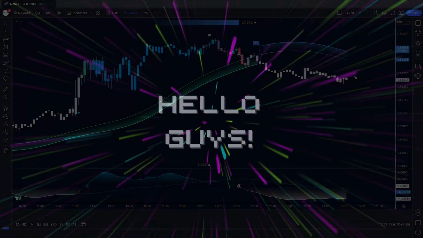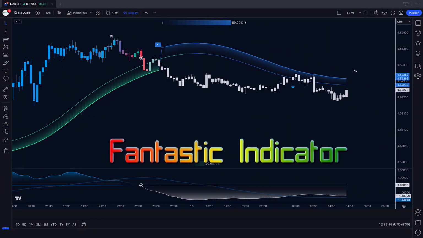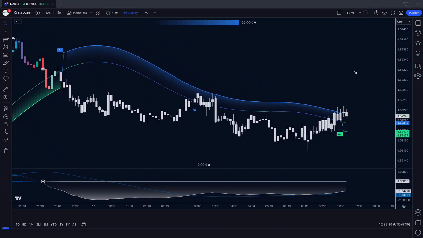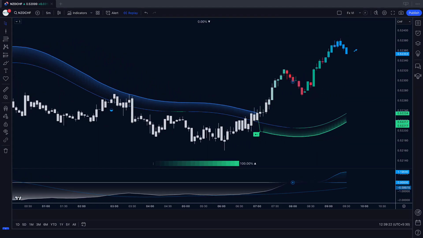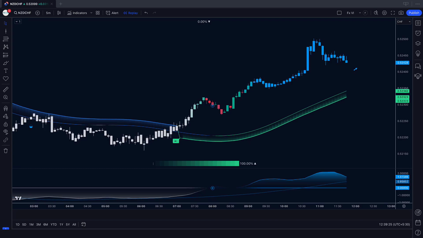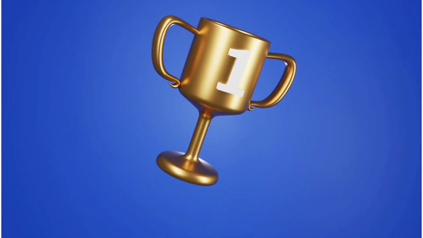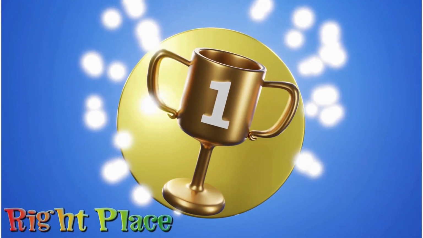Hello guys, today I have a fantastic indicator for you. This indicator gives us really good entry and exit levels. If you are looking to enhance your trading strategies, or elevate your trading game, then you are in the right place.